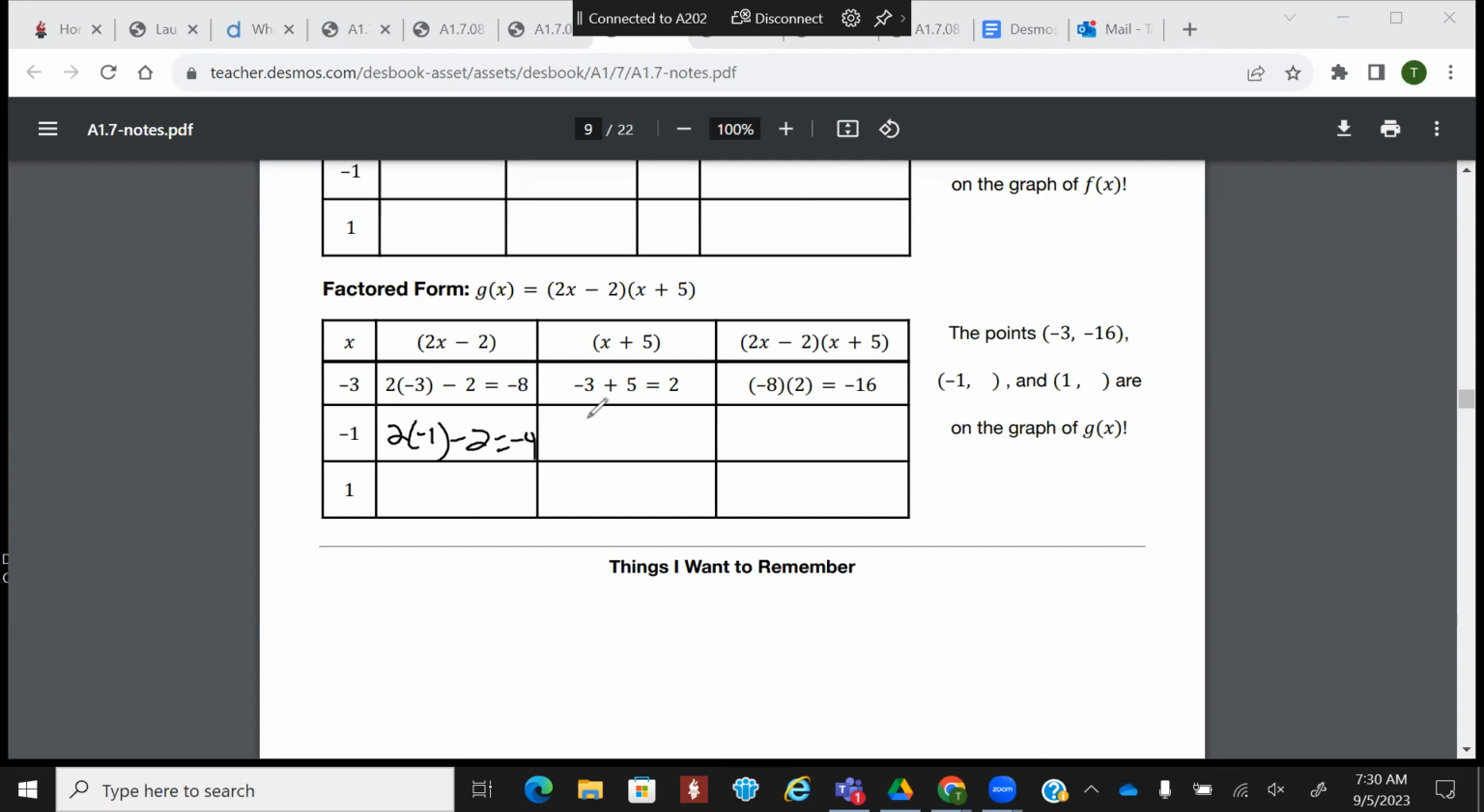On the next one, we're going to plug in negative 1. The negative 1 plus 5 is going to give us 4. So we have negative 4 times 4. Okay. Negative 4 times 4. That's going to give us negative 16. Notice how that was the same answer on the last equation.